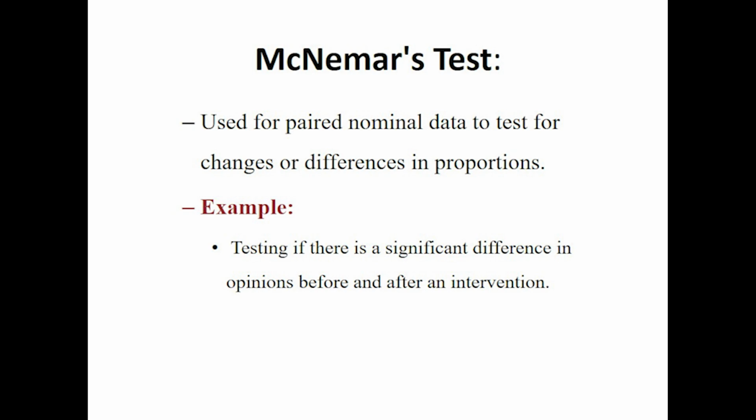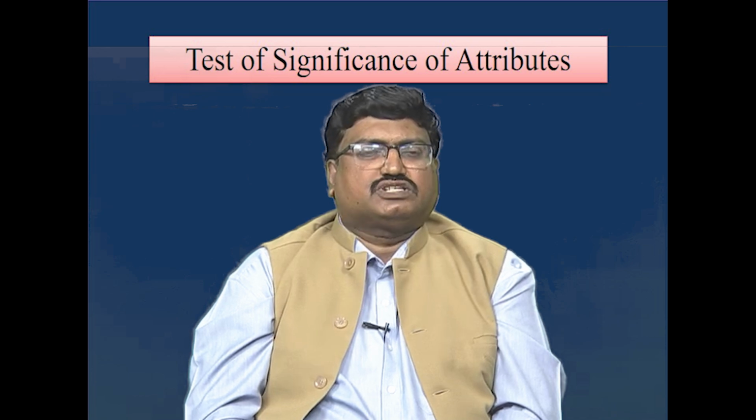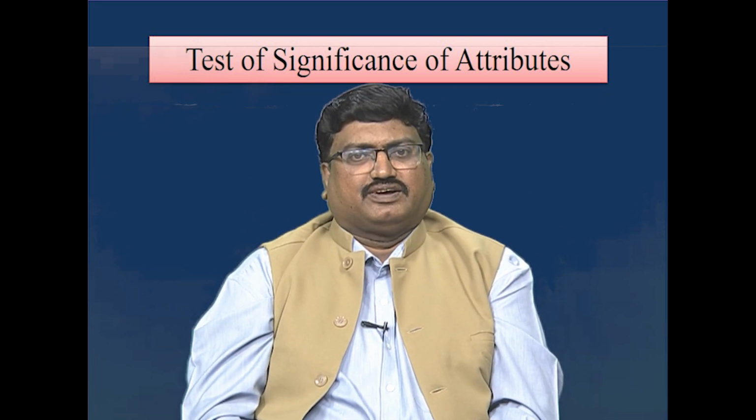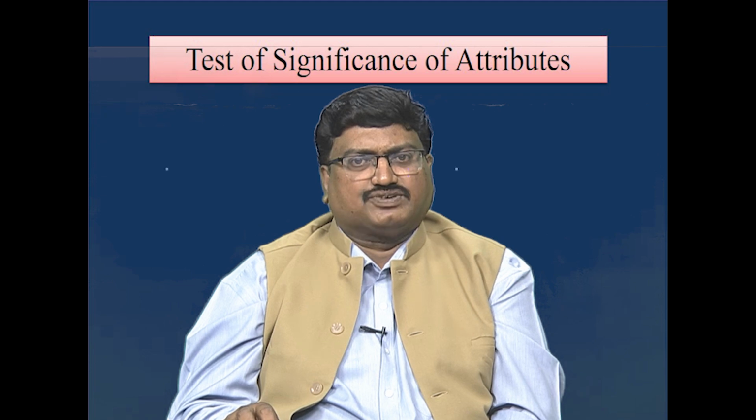There is another variant of the chi-square test called the McNemar test, which is used for paired nominal data to test for changes or differences in proportion. So if you want to check whether there is any significant difference in opinion before and after an intervention, before taking a medicine and after taking a medicine, or before the star campaigner speaks about the party and after, whether the opinion of the people has changed after his speech, we have what is called the McNemar test.